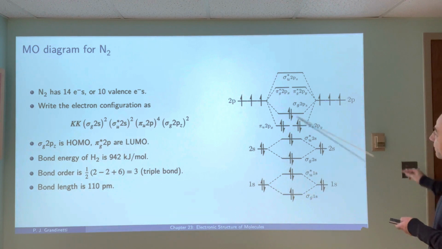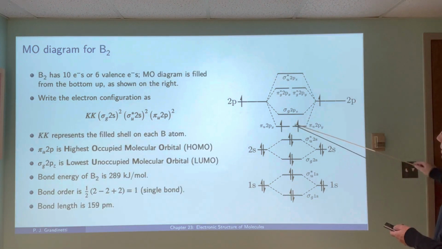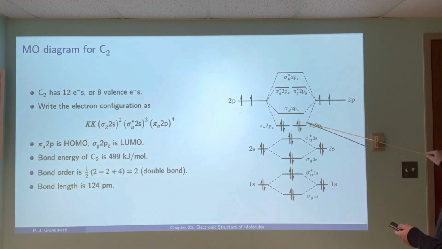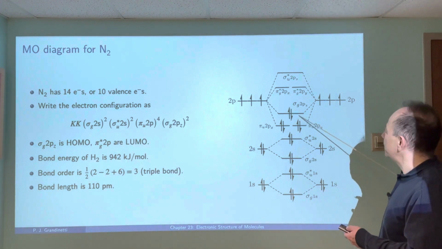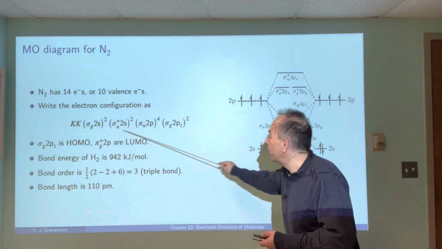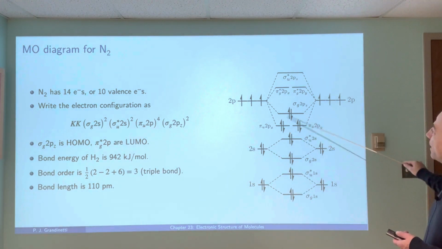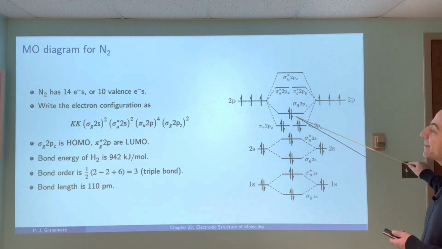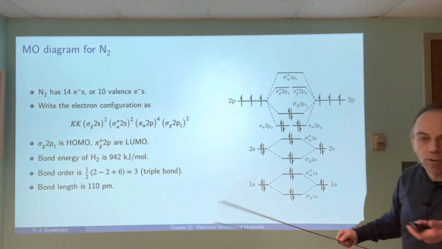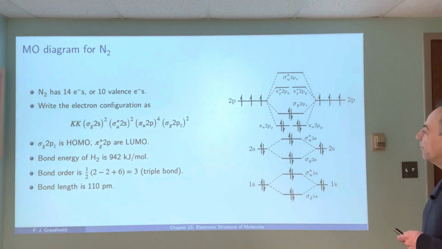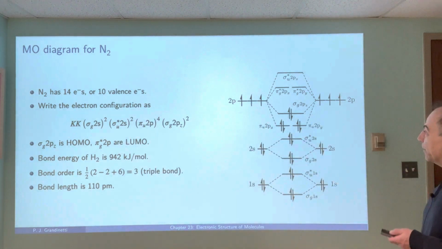For nitrogen, add another pair of electrons. So again, look at this. This is boron, carbon, and nitrogen. We get another pair of electrons here, and it's paired. And this is the configuration here. And now we have a triple bond, you can see, because we have 1, 2, 3, 4, 5, 6 divided by 2 is a bond order of 3, which is consistent with what we know about nitrogen having a triple bond and an even shorter bond length of 110 picometers.